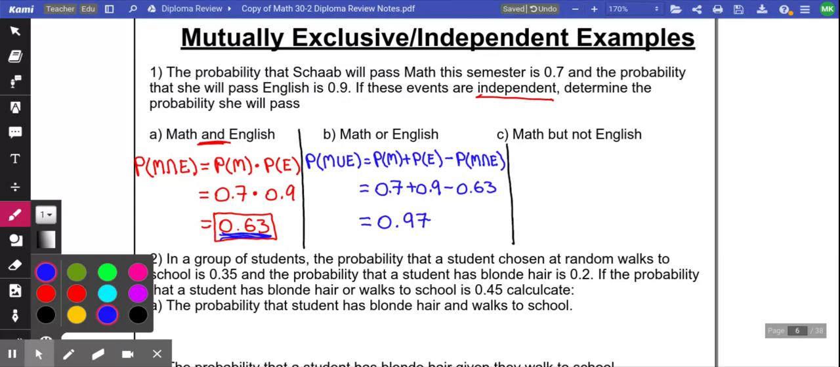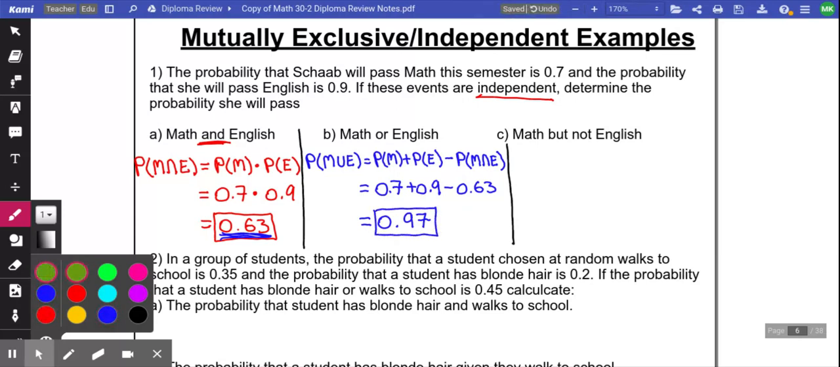Which makes sense. It's very close to 1. 1 means it's 100% chance sure that's going to happen. Now, that makes sense because the probability that Miss Schaub just passed English was 0.9. So that's a pretty good chance. The probability she passes math is 0.7. That's also a decent chance. So the probability that at least one of them passes should be very good.